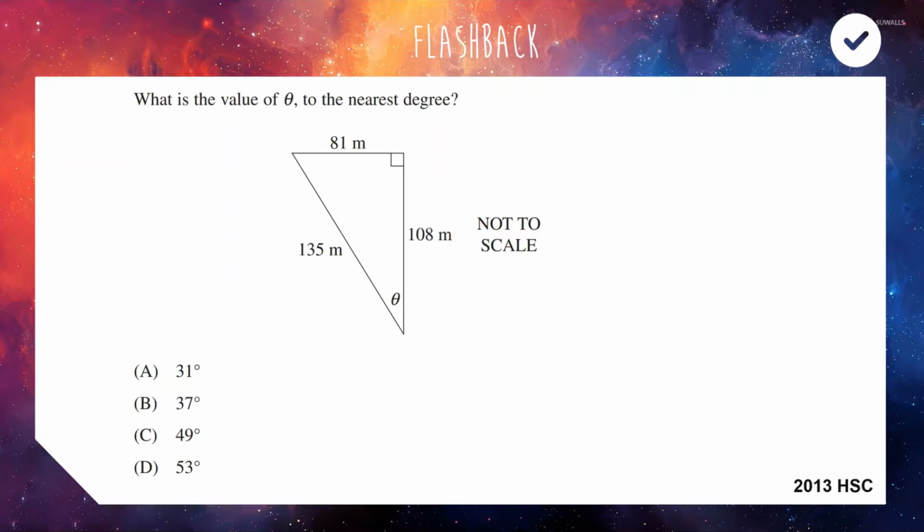Alright, so with this question, because we have all three sides in the right angle triangle, that does mean we can use either the sine or the cos or the tan ratio because we've got the opposite, the adjacent, and the hypotenuse. We've got all of them.